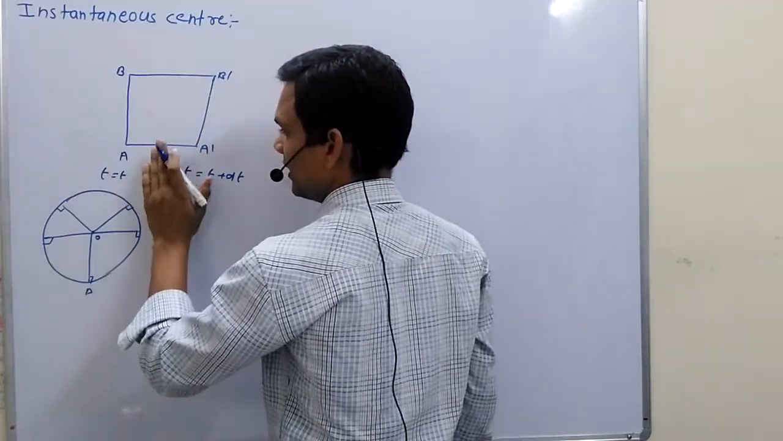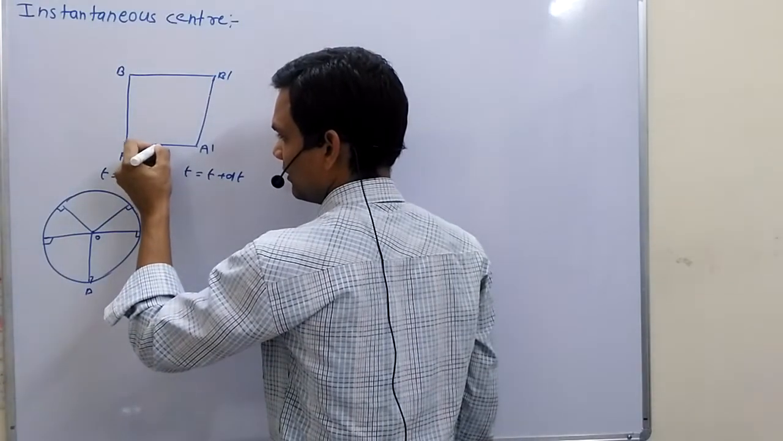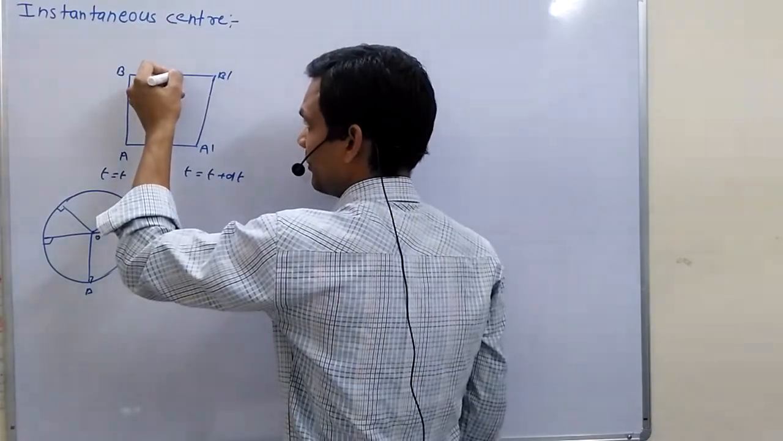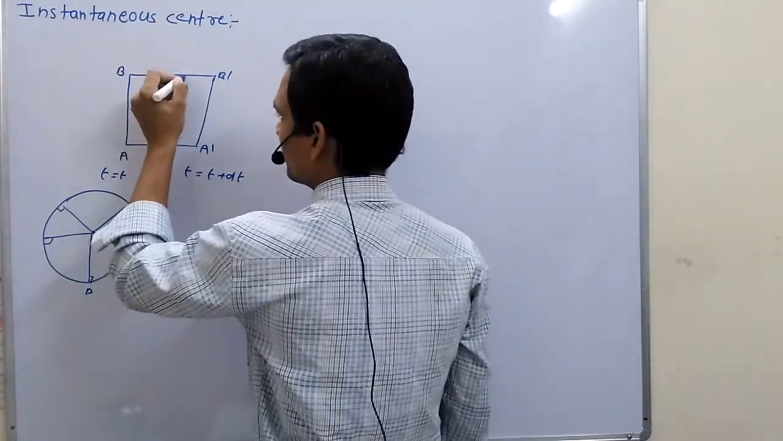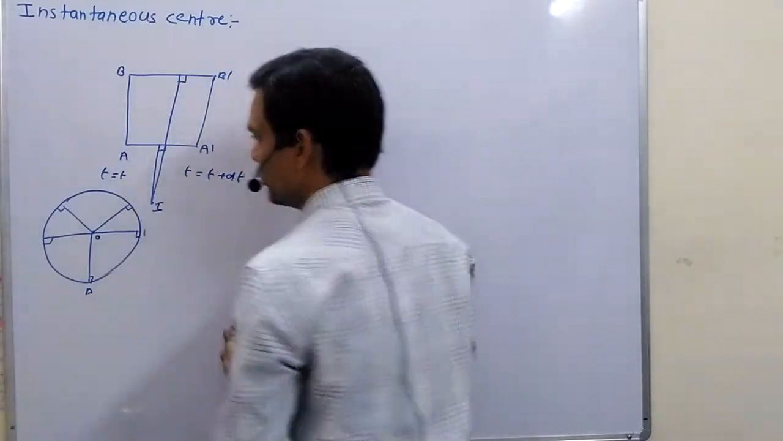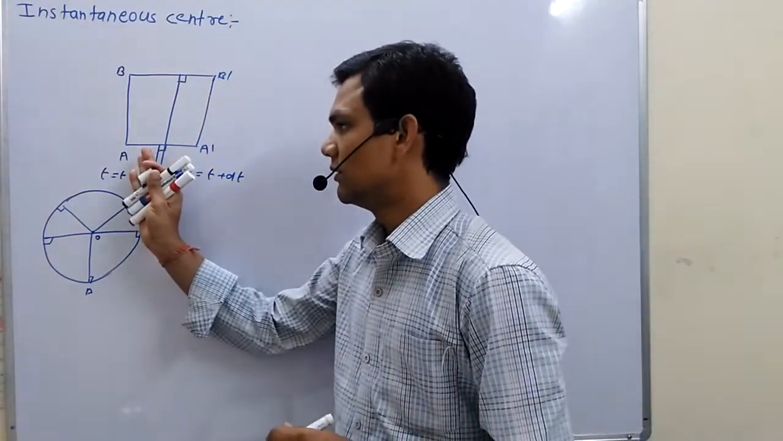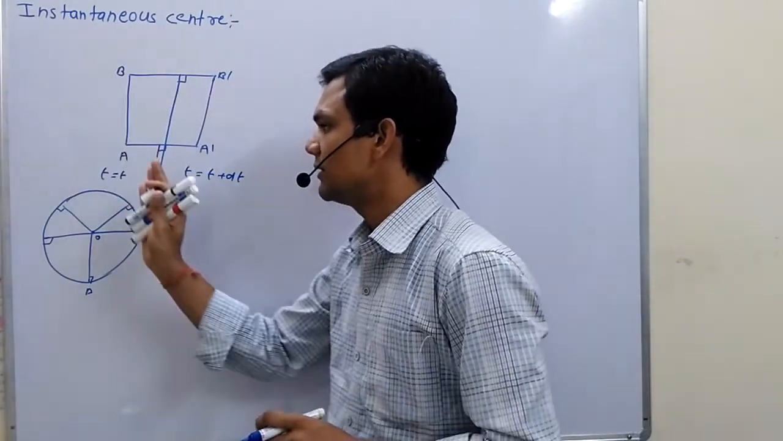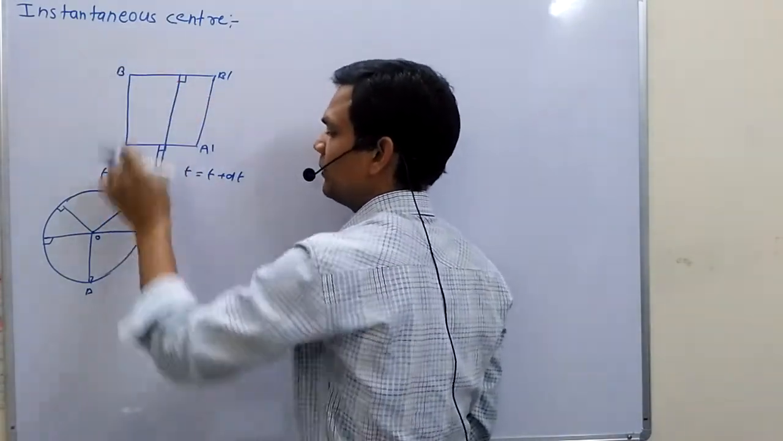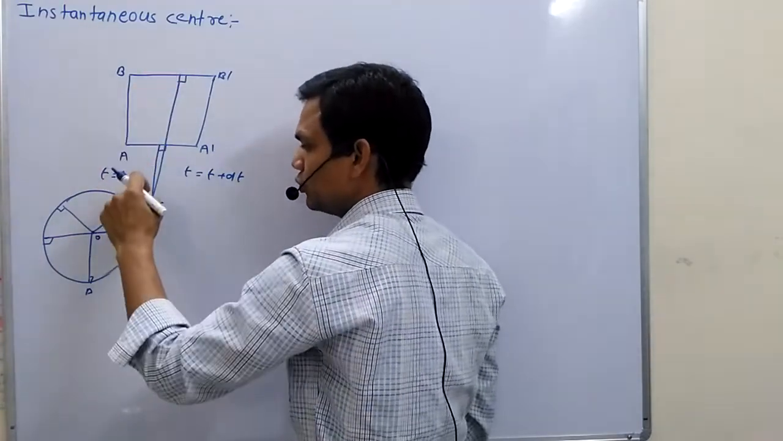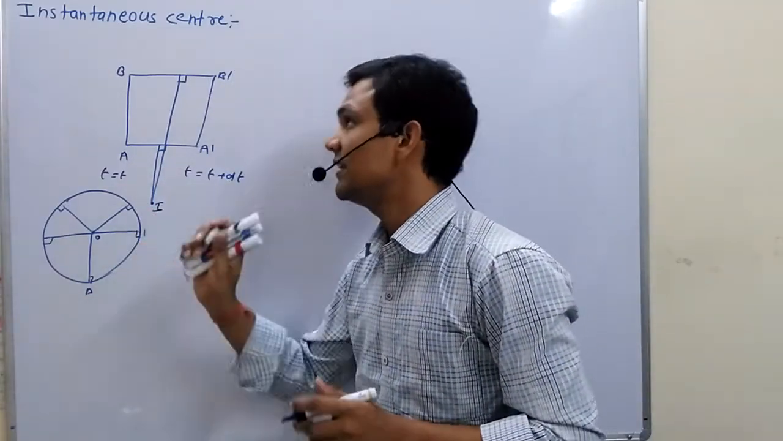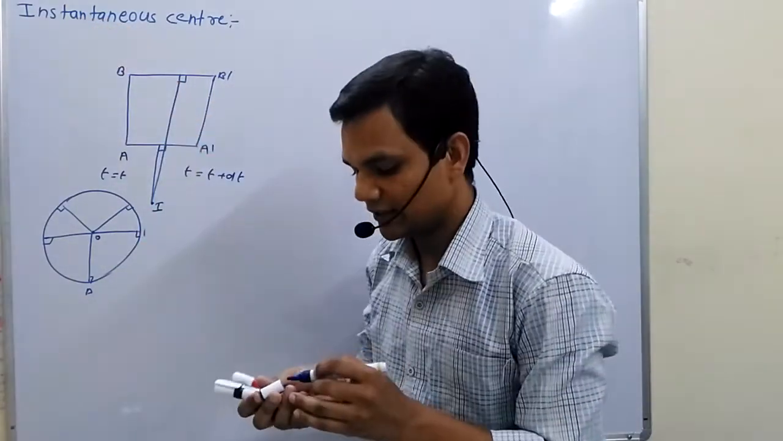Now suppose I draw a perpendicular to this point, and I sit here, suppose this is point I. The link is in general motion, but I draw a perpendicular from AA' to I and BB' to I, and these two perpendiculars touch at point I, so this will be our instantaneous center.